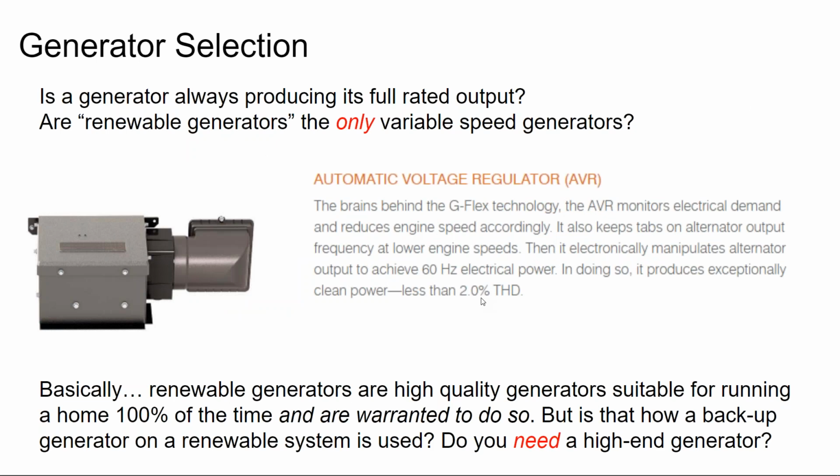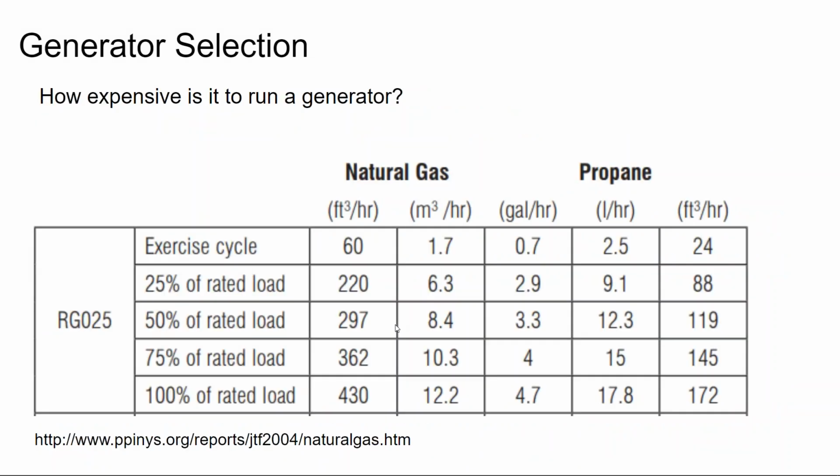And it's not like renewable generators are the only variable speed generators. It's more that as the generator is throttling up and down, it can maintain a 60 hertz signal rather than having more distortion like an entry level generator. So the short of it is that renewable generators are a higher quality generator. I would rather get a lower quality generator and spend more money on batteries than the other way around.